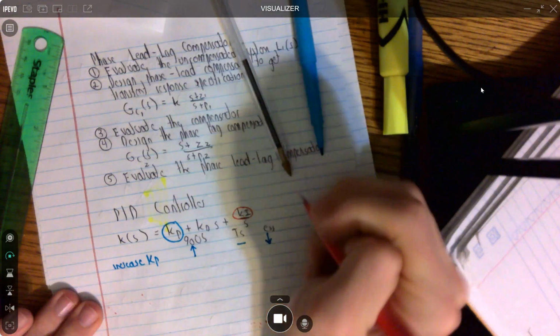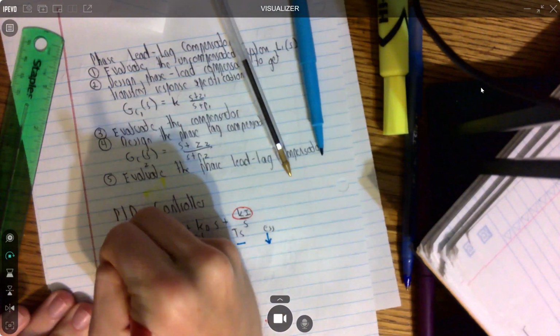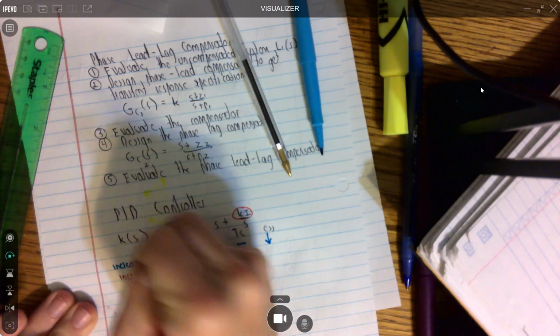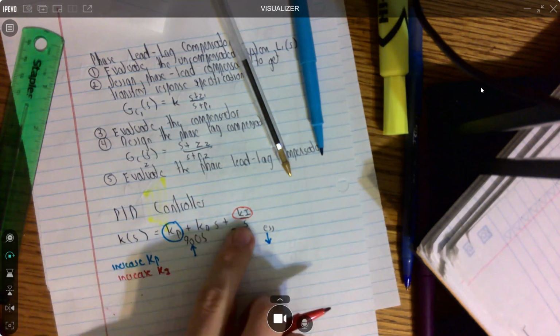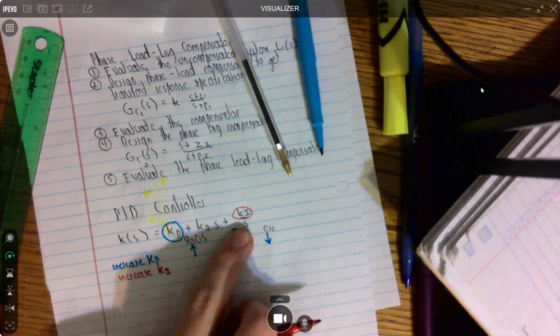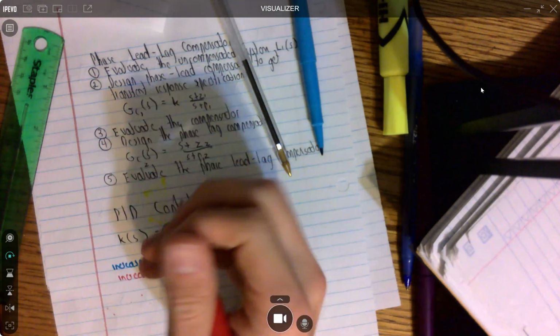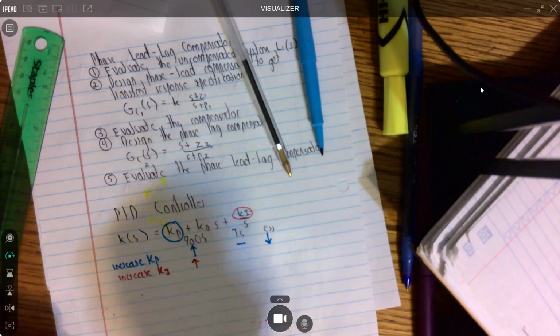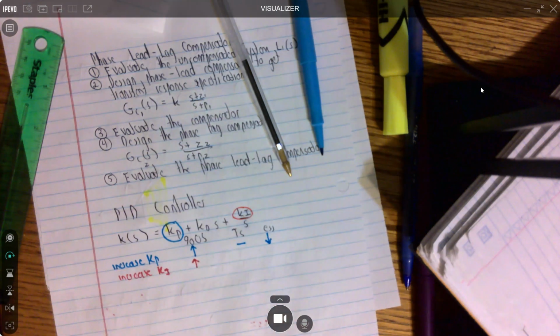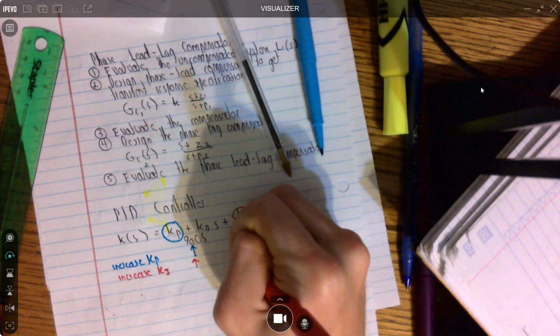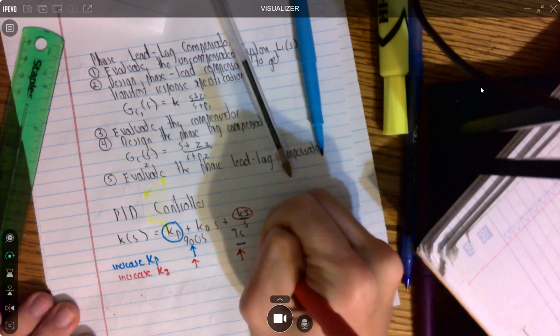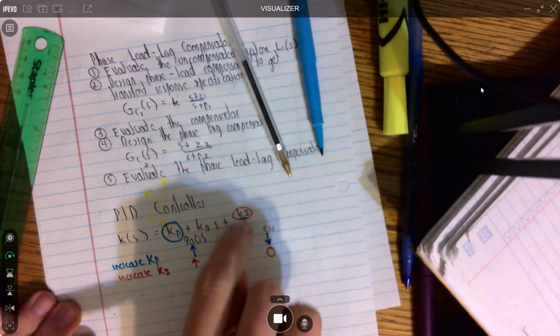So if we increase KI, what we're going to notice is that this adds a pole at the origin, correct? There's a pole at the origin here. And so it's going to increase our percentage overshoot because now we have a pole at the origin. So what we're going to see is it's going to make our system a little more unstable. So more overshoot, we're going to have a higher settling time, and we're going to have 0 steady state error because it introduces a 1 over S.